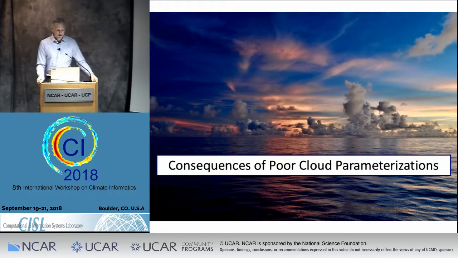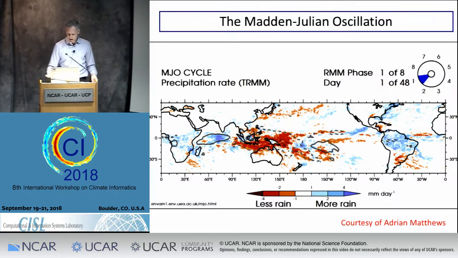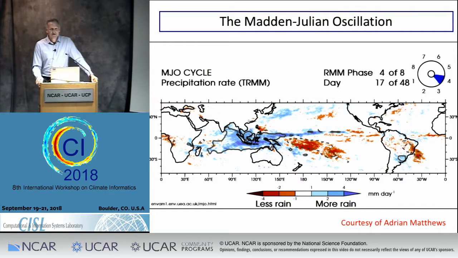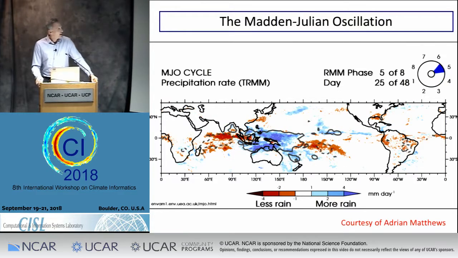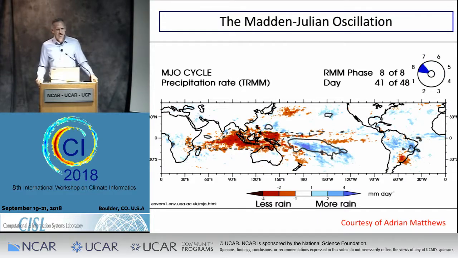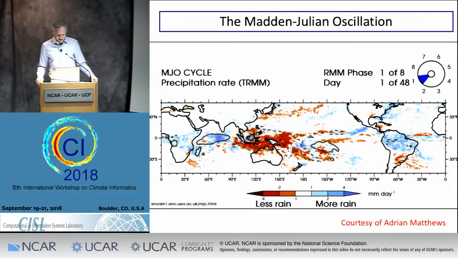Okay, so what are some consequences of poor and imperfect cloud parameterization? I'm going to talk about a few different examples here. One example that is actually near and dear to my heart is a phenomenon called the Madden-Julian oscillation. I actually did my PhD dissertation on this phenomenon.